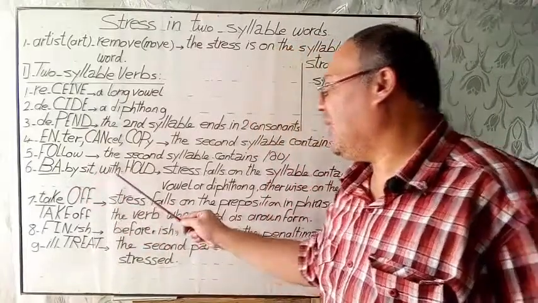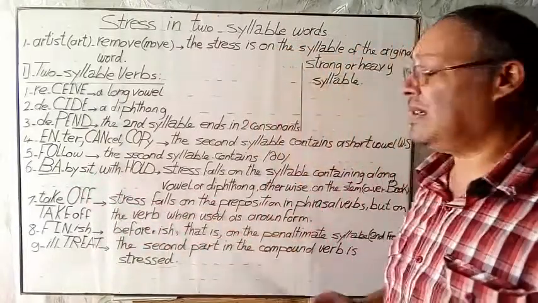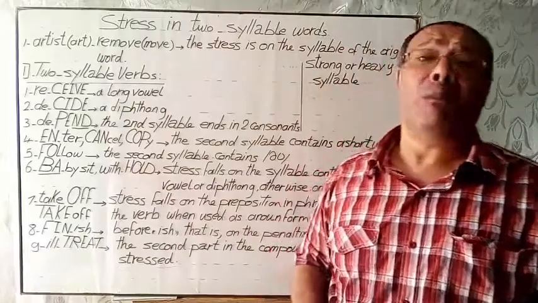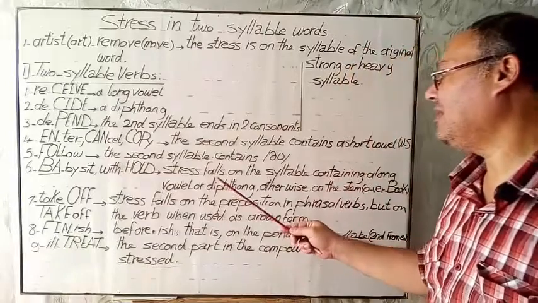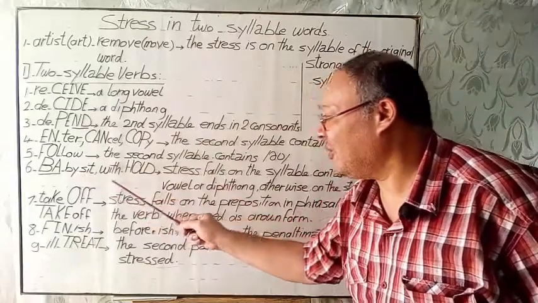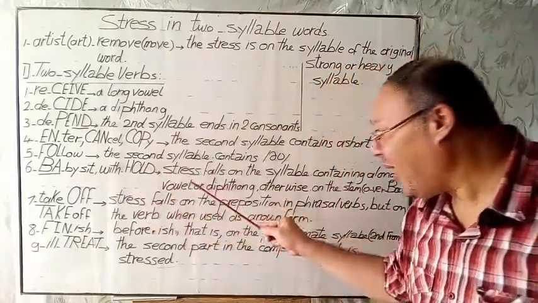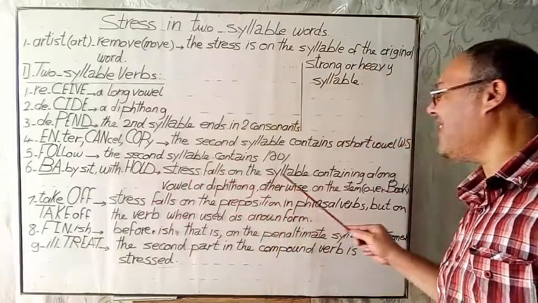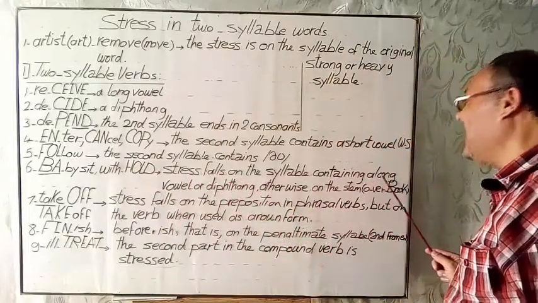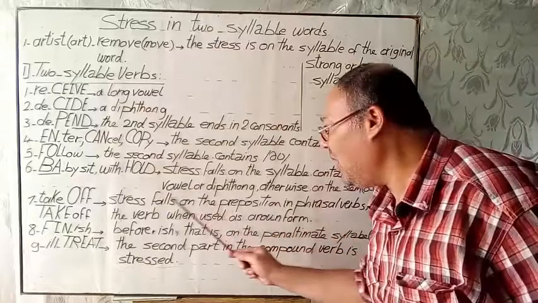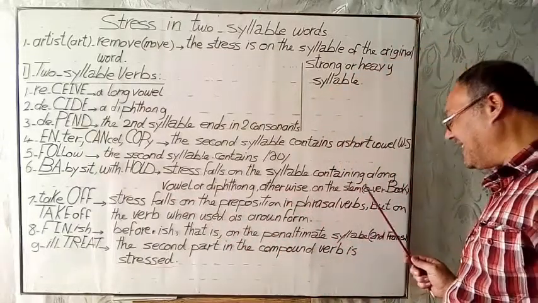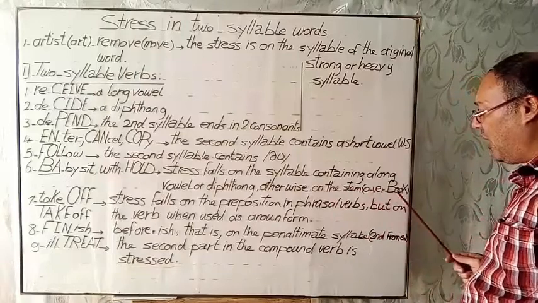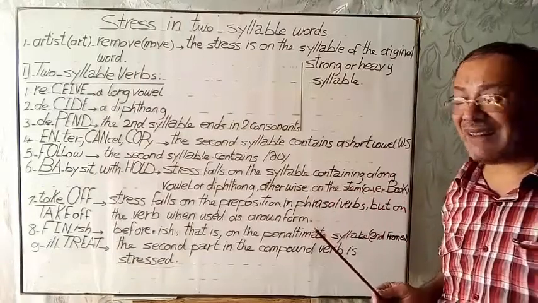Babysit, withhold. In compound single-word verbs like babysit or withhold, the stress falls on the syllable containing a long vowel or diphthong. Otherwise, on the stem, like overbook. Book here is the stem.